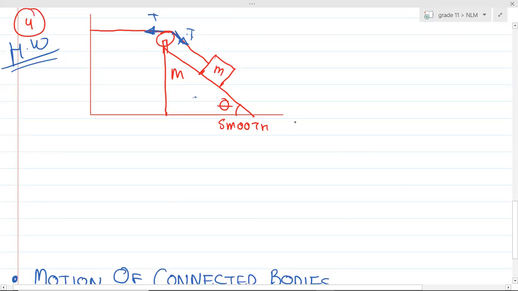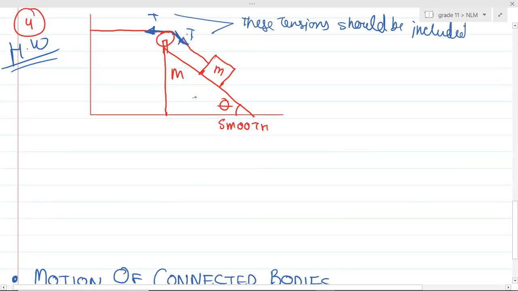Yes sir. These tensions should be included in the FBD of capital M.